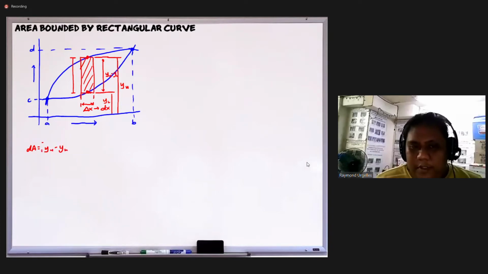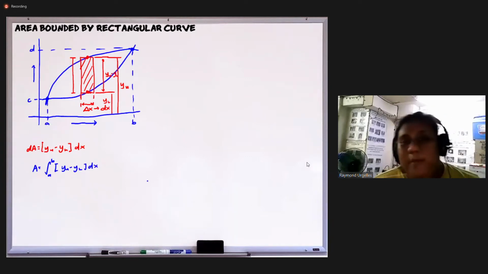So then this is multiplied by dx. Diba? So therefore, solving for the area, integrate lang natin yan. So we have area, so we'll just be equal to the integral of y upper minus y lower, dx, from A to B. So again, this is one way to solve this.